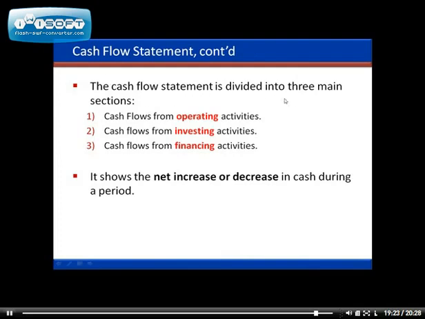And the cash flow statement is divided into three main sections. It's cash flows from operating activities, cash flows from investing activities, and cash flows from financing activities. And in the end, it shows a net increase or decrease in cash during a particular period, annually or quarterly.